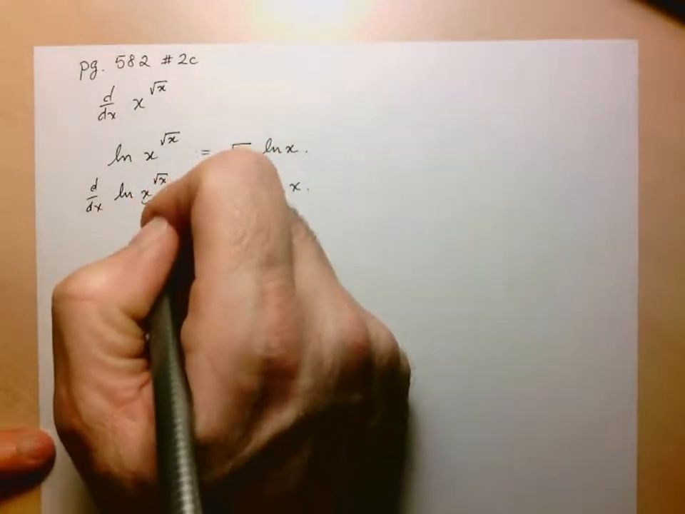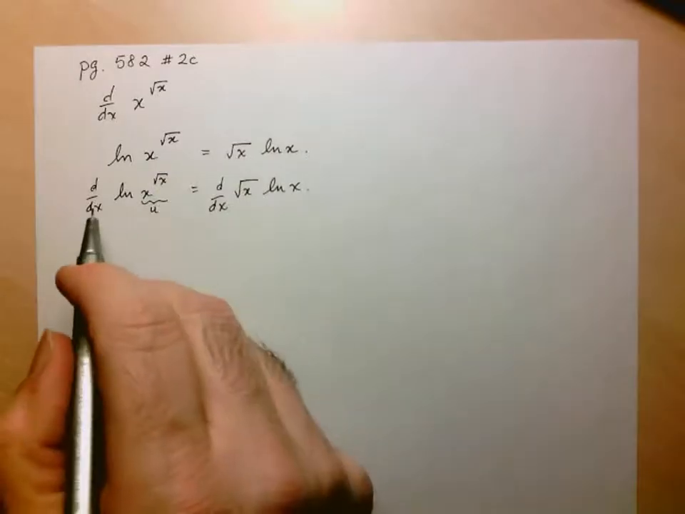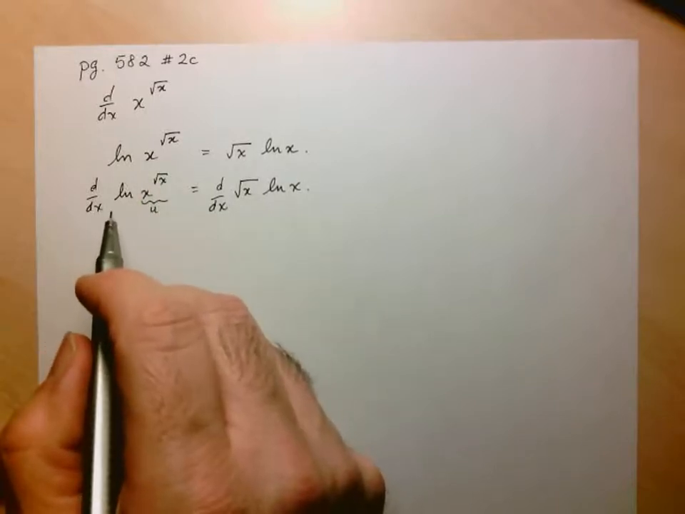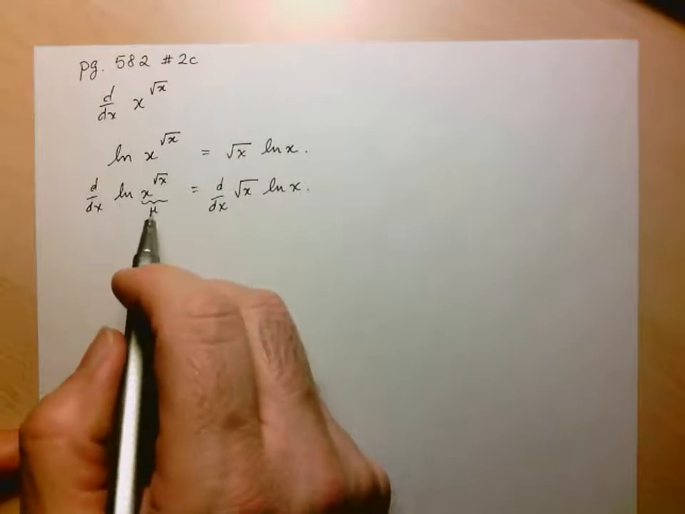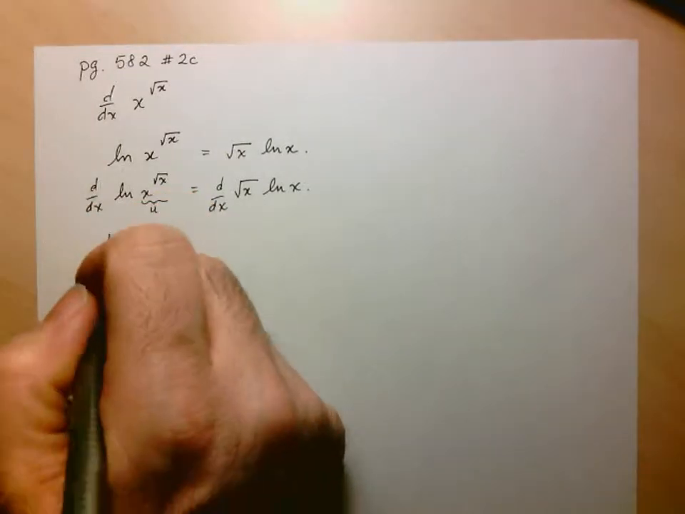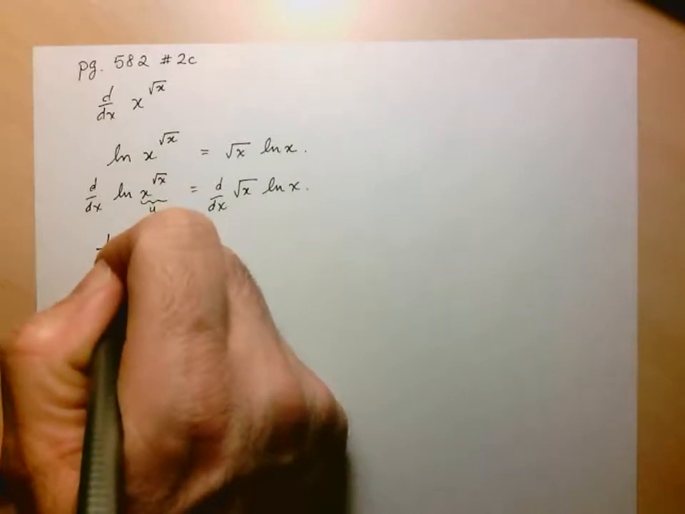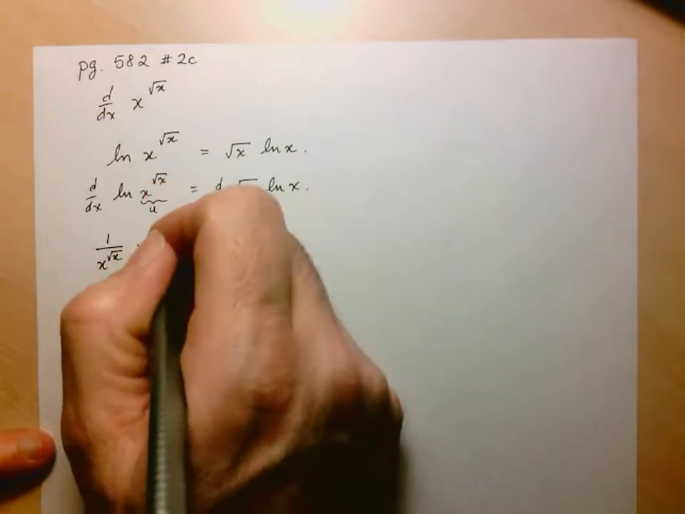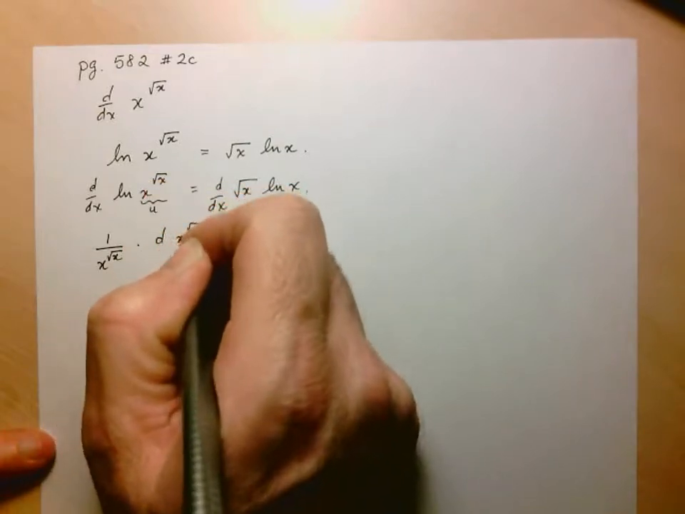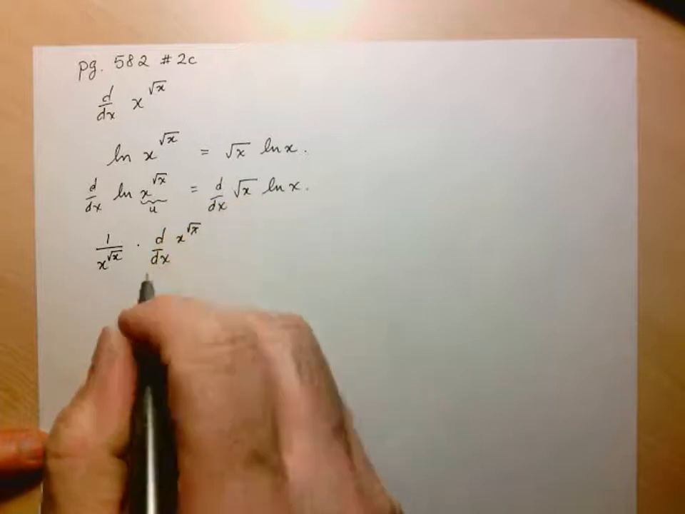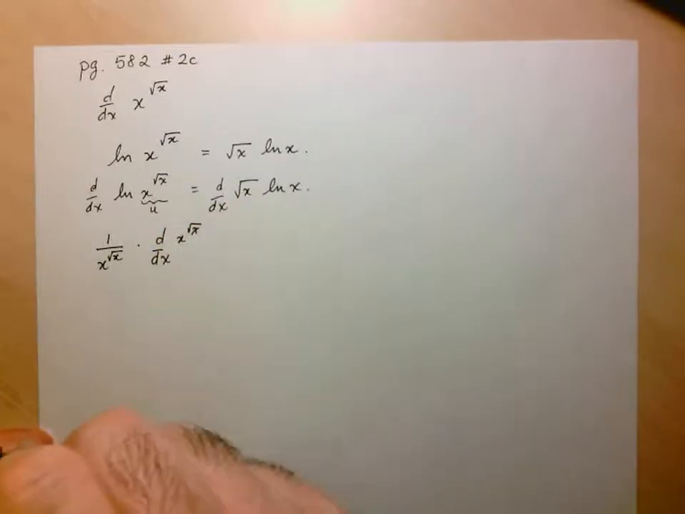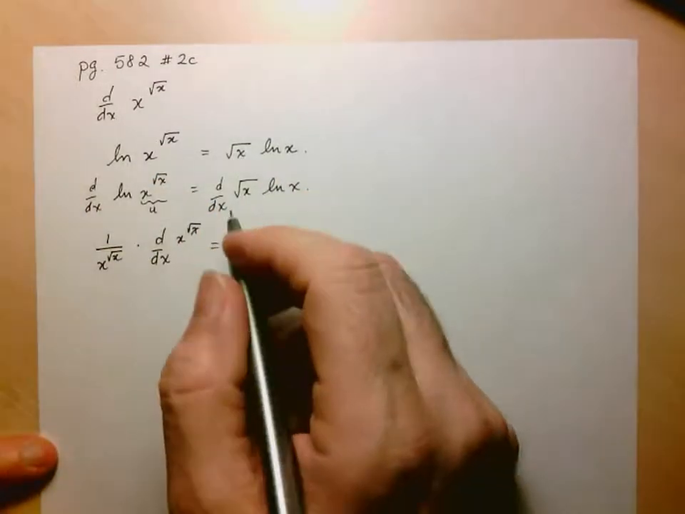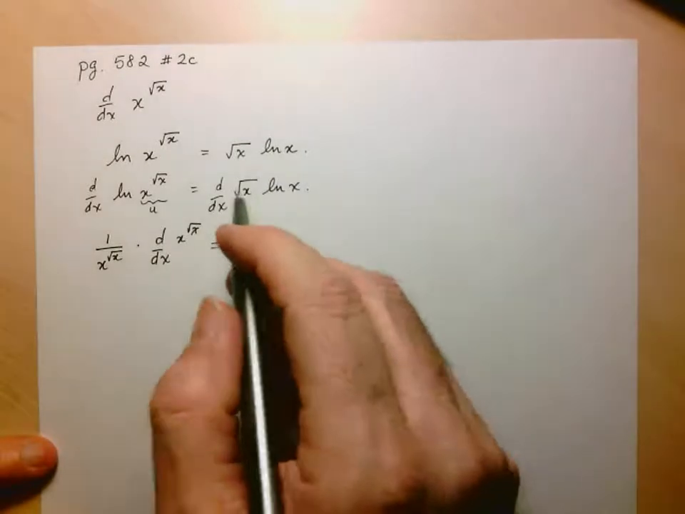So here I'm going to use the chain rule because I've got a composite function. So this whole thing here is going to be my u. So what's the derivative of this? Well, it's the derivative of ln u, which is just 1 over u. So 1 over x to the root x times the derivative of u with respect to x. So the derivative of x to the root x with respect to x. And of course, this is exactly the thing that I'm looking for in this problem. That's what I'm trying to find. Okay, and on the right hand side, I'm just going to apply the product rule.